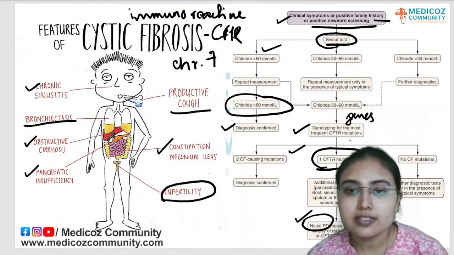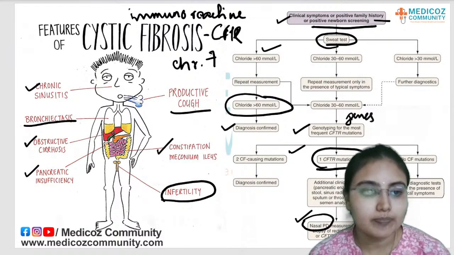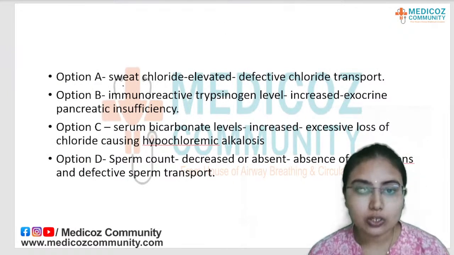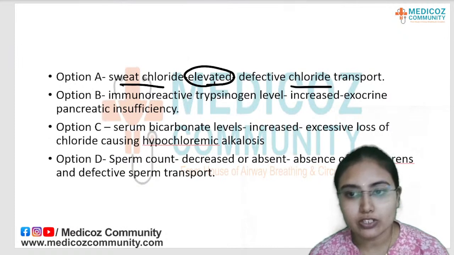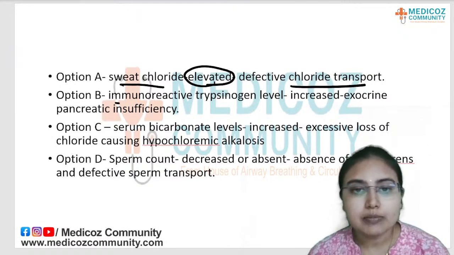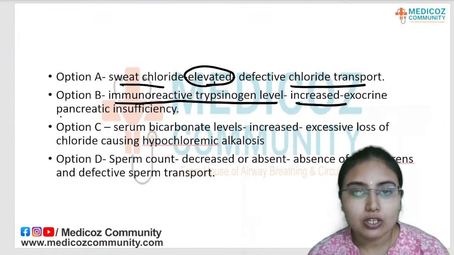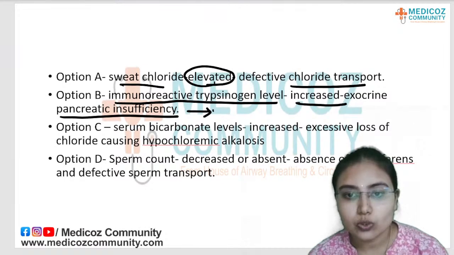So there are multiple points at which you can have MCQs. So you need to remember this. Going back to our question, sweat chloride is elevated. Why? Because there is defective chloride transport. Second, immunoreactive trypsinogen level is increased. It is because of exocrine pancreatic insufficiency. Now, this, like I told you, is the newborn screening test.